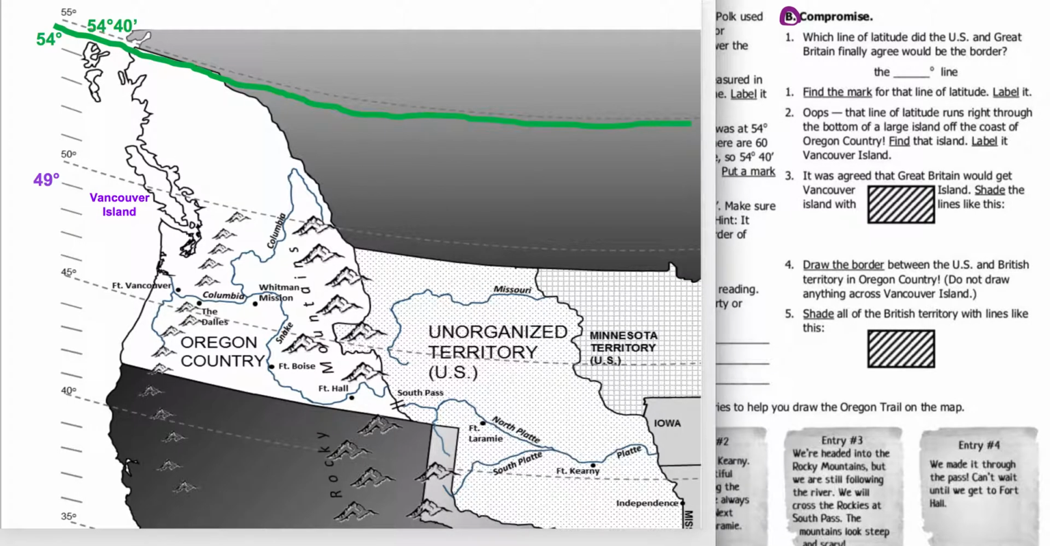Number 4. Draw the border between the U.S. and British territory. Let's go back to number 3. It was agreed that Great Britain would get Vancouver Island. Shade the island with lines like this. And so we're going to use our purple pens, and we're going to shade Vancouver Island. Like that.